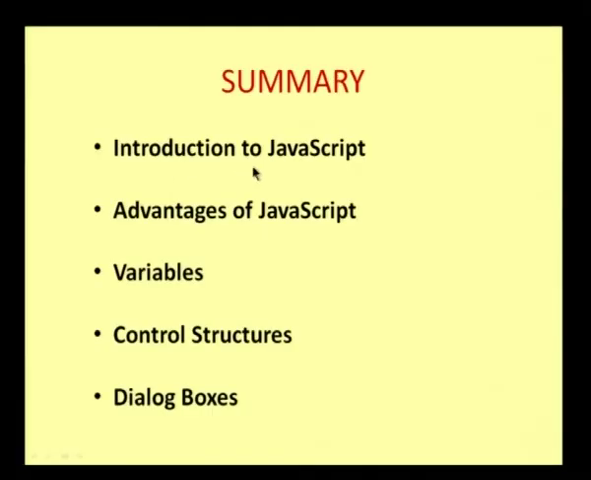Let us summarize what we have seen. We have seen an introduction to JavaScript, the advantages of JavaScript and how it differs from HTML, how to make a page interactive, how to declare variables, how to get input from the user, the control structures available in JavaScript, three types of control structures, and the dialog boxes, three types of dialog boxes in JavaScript.